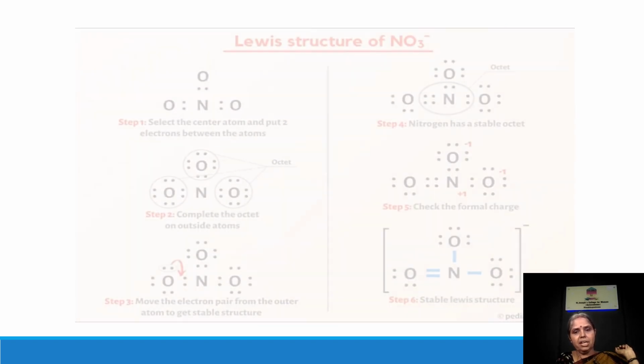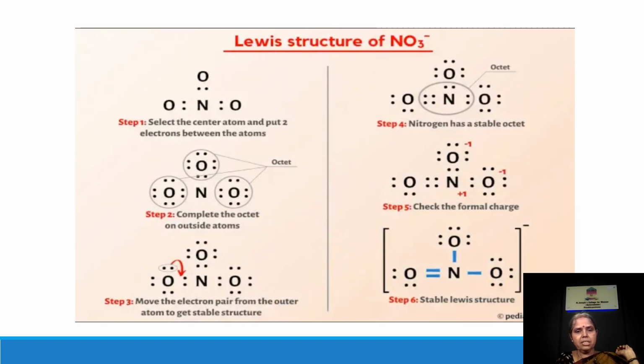Now, let us see the next example. The next example is NO3 minus. Now, we have a polyatomic molecule. The earlier one was a diatomic molecule. There, we only took the more electronegative oxygen to complete the octet, and then we focused on carbon. Now, we have a polyatomic molecule. There are 4 atoms. So, automatically nitrogen will become the central atom because nitrogen is less electronegative.